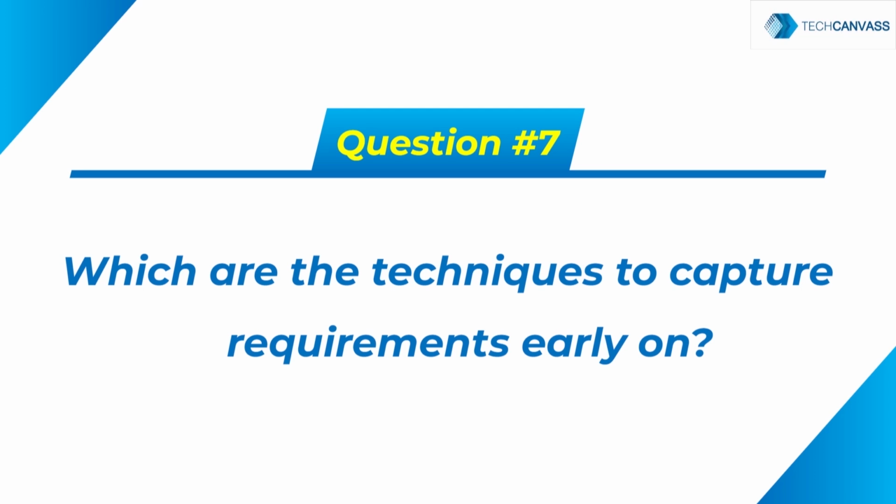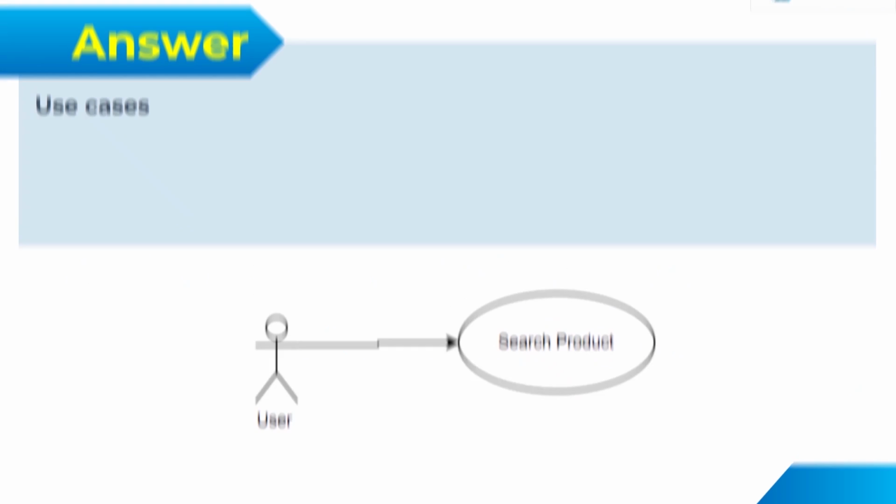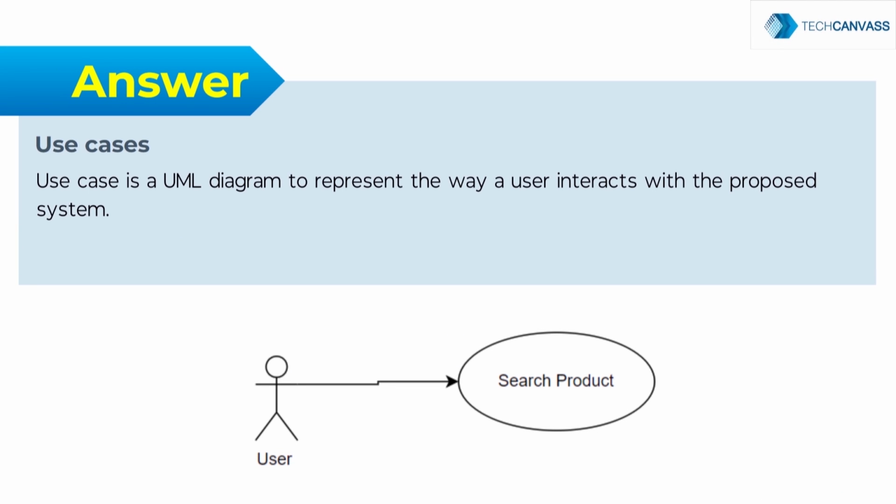Question number 8. What are the different techniques to capture requirements early on in the project? So there are two techniques which are used. There could be more, but these are two of the most important and popular techniques. That is use cases and user stories. A use case is a type of UML diagram and it's a visual way of capturing requirements. Use cases comprise an actor and a use case. An actor is an external entity who can be a user, a software system, or even an organization, but it must be external to the system.